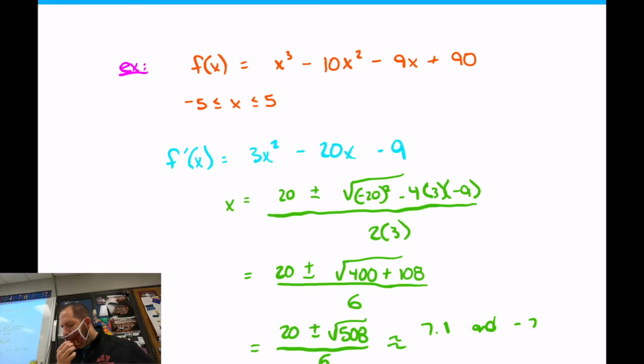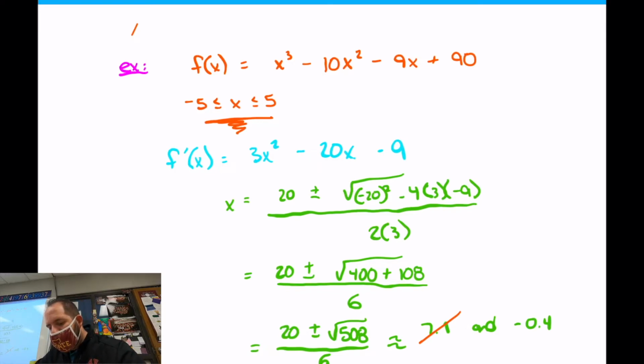All right, so those are my two numbers. Those would be the potentials for my critical points. Now one of these I have to throw out. I have to throw one of my critical points out. Yes, I have to throw out 7.1 because it doesn't fit in your range. I have to be between 5 and negative 5.